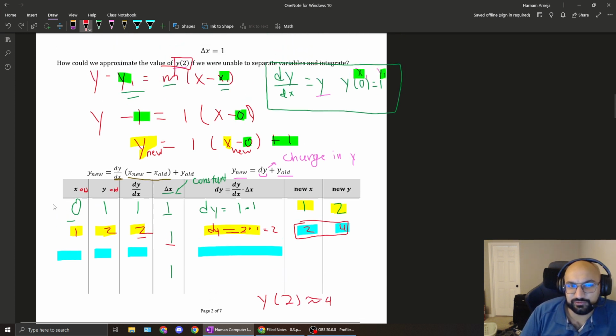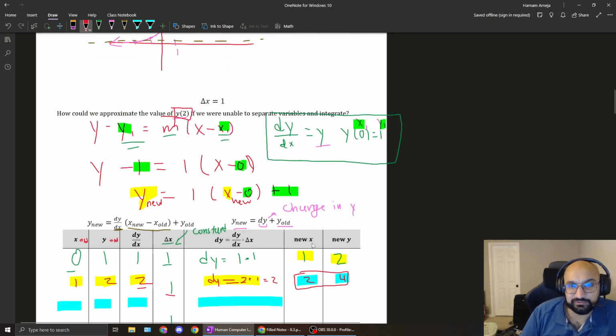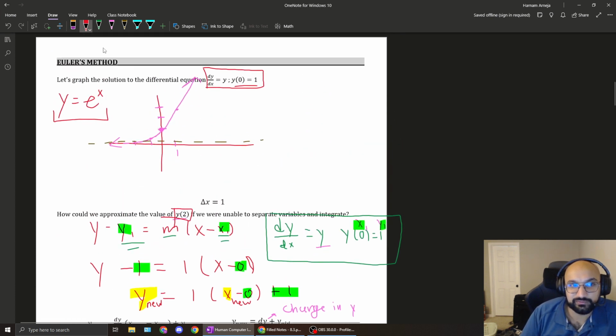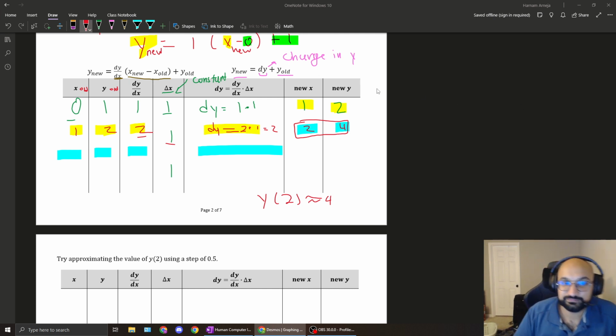Which makes sense, because if you started at 0 and took a delta x of 1, you should only have to do 2 iterations to get to the end. So y of 2 is approximately 4. We know that the answer in reality was e squared, so we can compare our actual to our estimate. I think it's going to be quite off, and that's because we took quite large steps. This is just like Riemann sums in a sense that if you want better answers, you should really consider having a smaller step size.